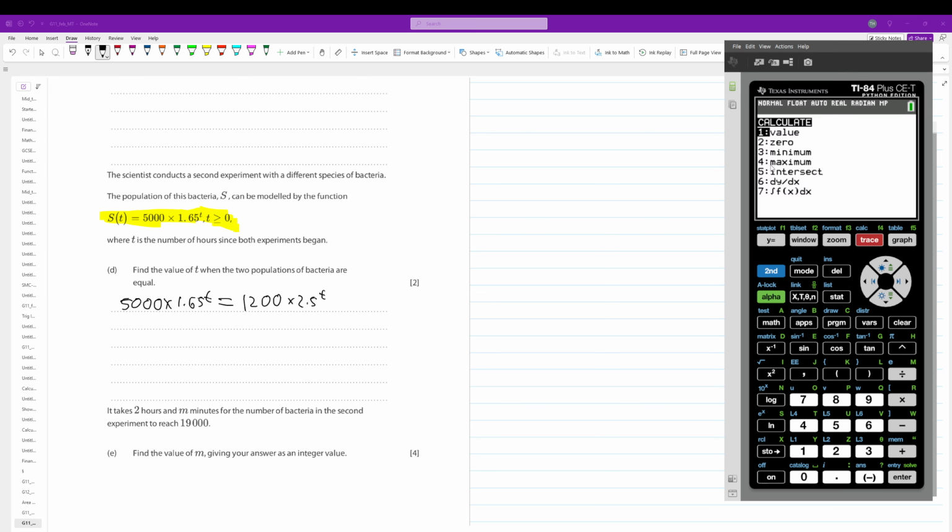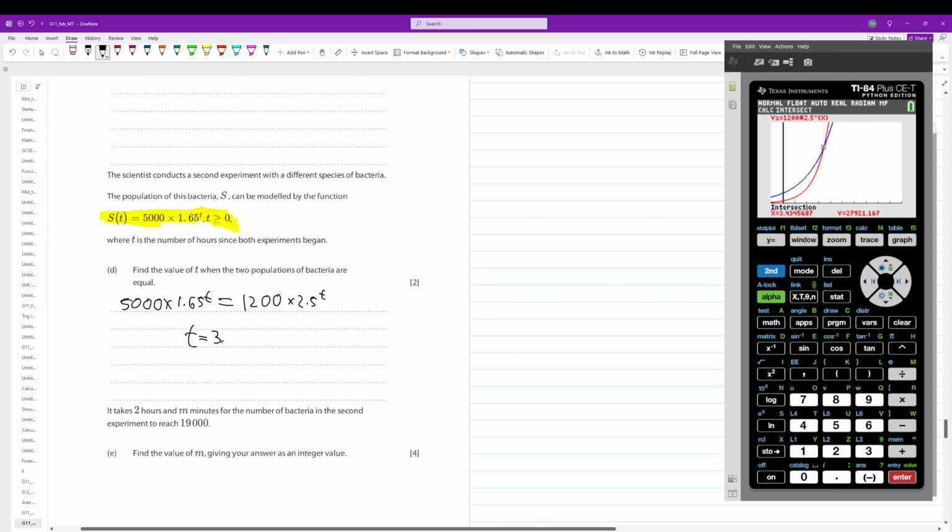So now I can ask for the calc. Intersect. Yes on the first curve, yes on the second curve. I don't want to guess, please. That's my intersection. X is 3.43. Yay.